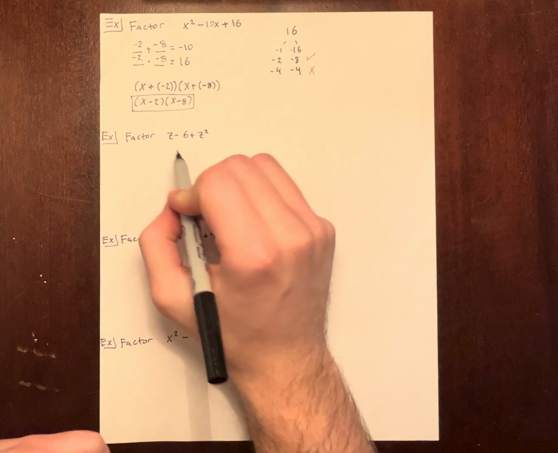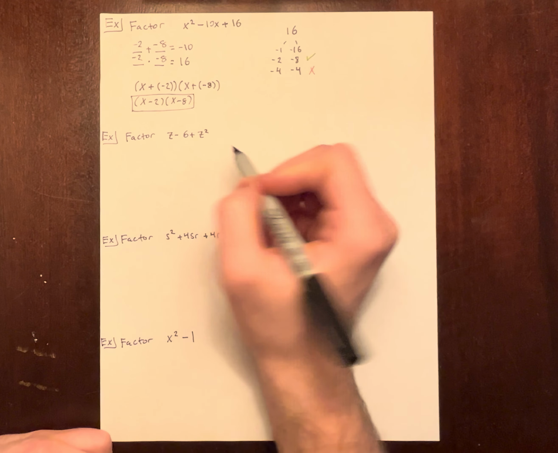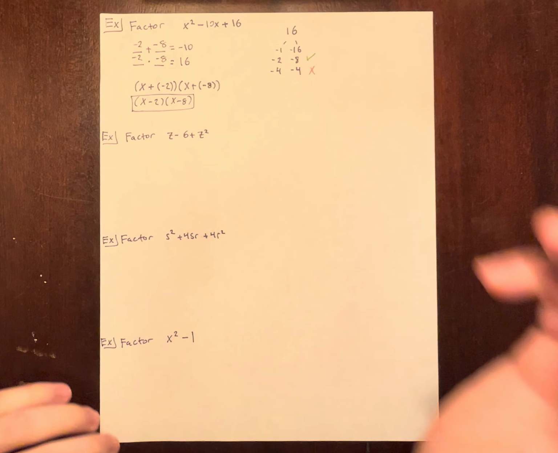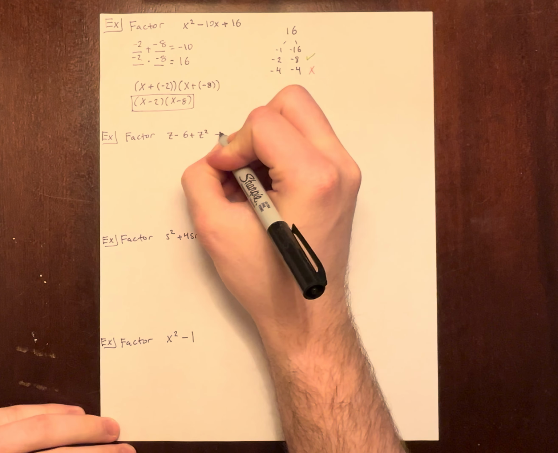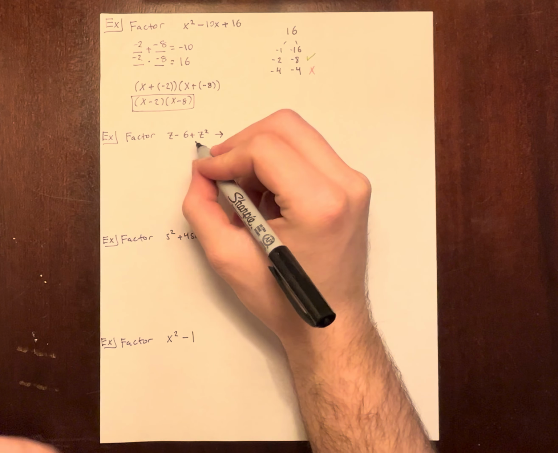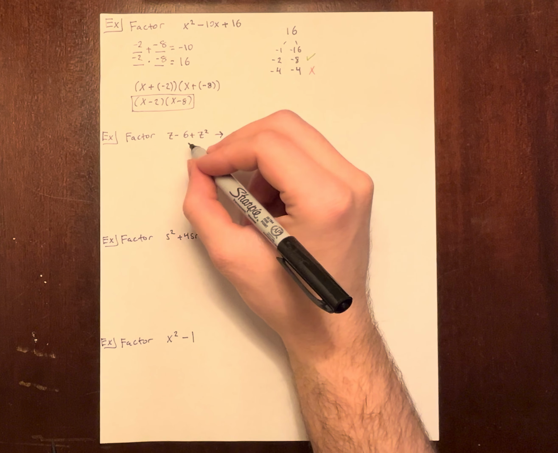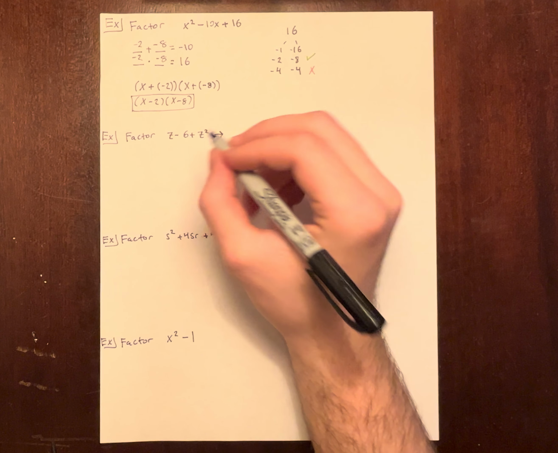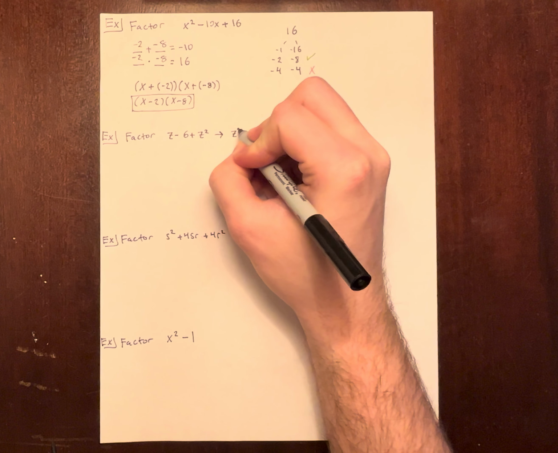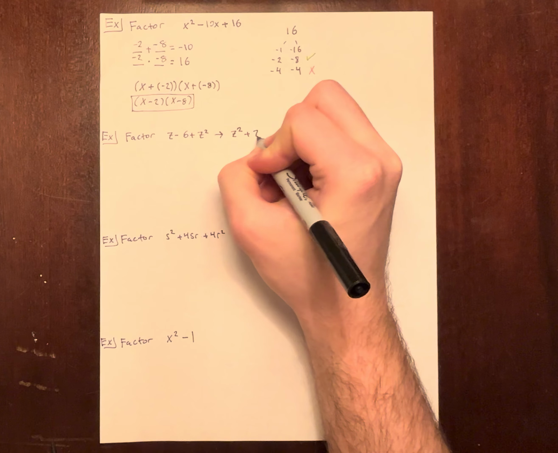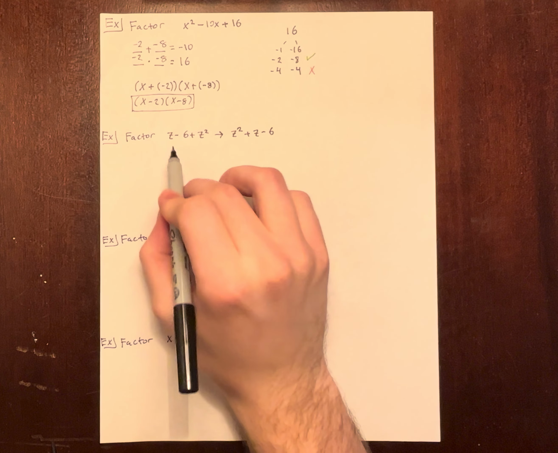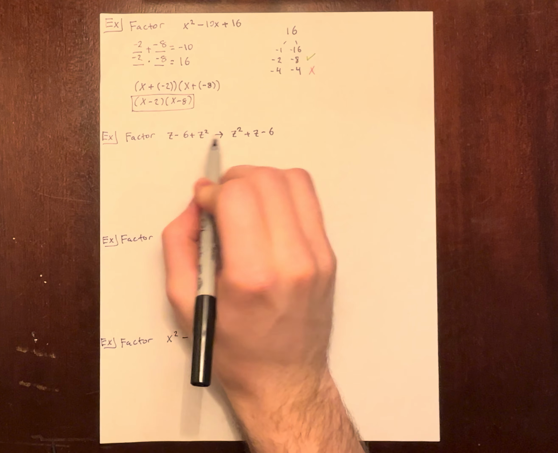Our next example, factor z minus 6 plus z squared. So this isn't in our traditional form, but that's completely fine because we can put it in the traditional form. We're going to use something called the commutative property, which means that as long as these two terms are separated by addition and subtraction, they can be rearranged however, because it's all going to be the same. So we can just rearrange this in the form that we're familiar with, making sure that we keep the signs the same. So negative 6, positive z squared.